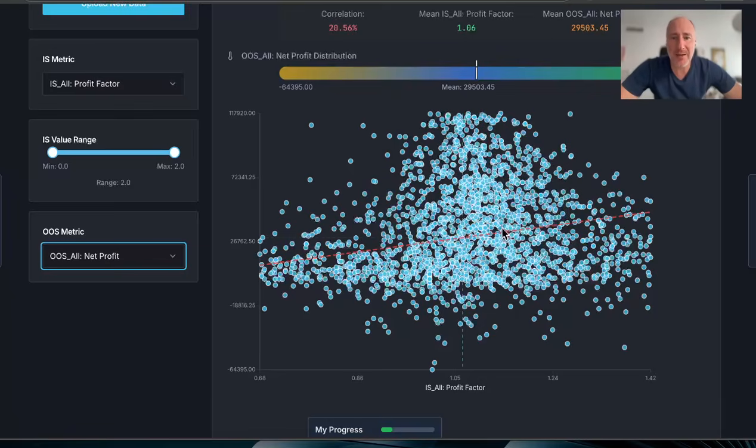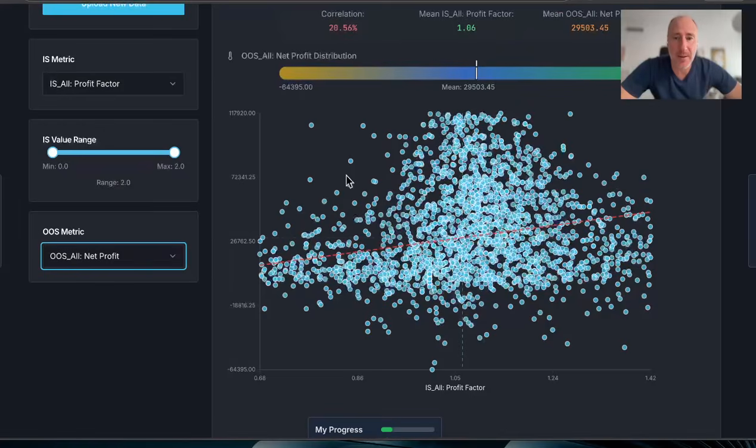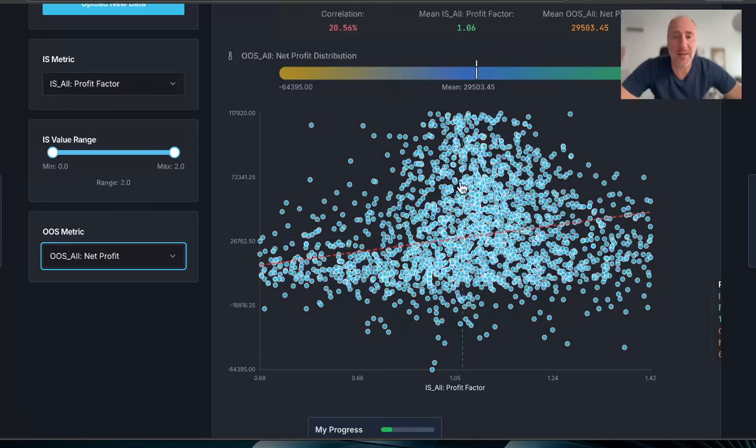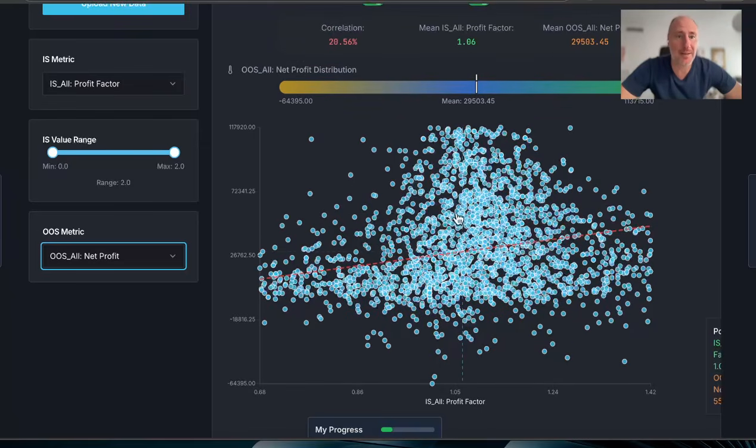But what we can also see here is that if you want to optimize for profit factor, then it should not be the peak value. You should not push the profit factor to the highest possible levels, because what really is going on here is that average profit factor delivers pretty much average net profit out of sample performance. So in other words, if I would have 10 strategies and I would have to pick based on profit factor, I would probably pick strategies around the mean of the in-sample profit factor. And for me, that would be more of a predictability than peak values.